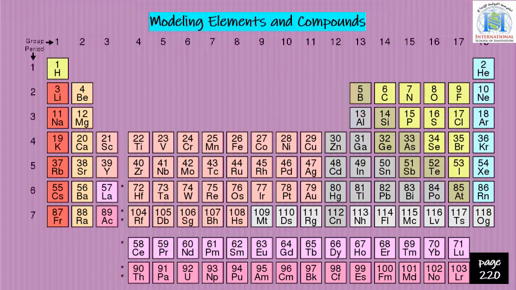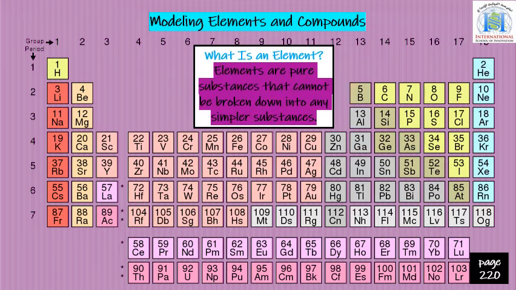What do you think of the breathable oxygen? Oxygen, how do we write oxygen? O2, good job. So, the breathable oxygen is made of oxygen only, one type of atom. So, it's an element. Elements are pure substances that cannot be broken down into any simpler substances. The breathable oxygen is made of oxygen only.